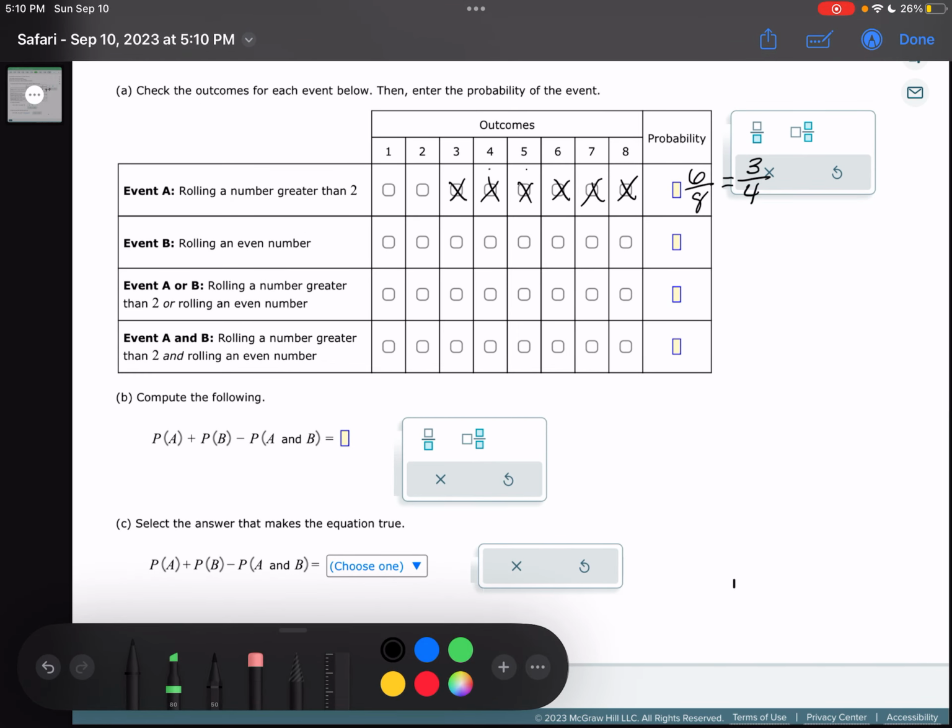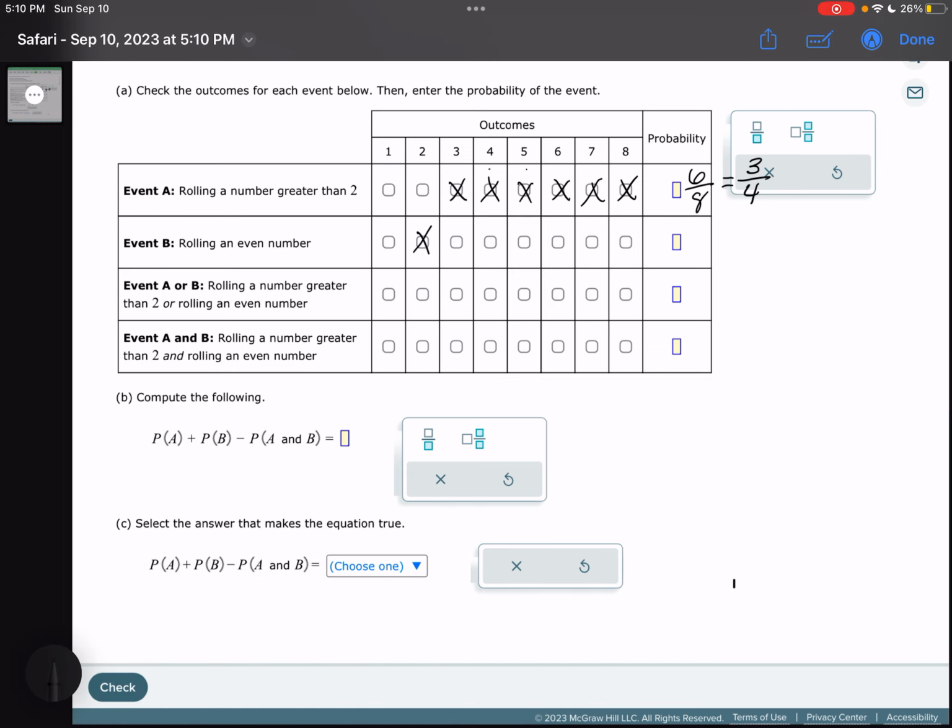Okay. Rolling an even number: 2, 4, 6, and 8, which is 4 out of my 8 options. Simplify that down to 1/2. Rolling a number greater than 2 or rolling an even number. So greater than 2 would be 3, 4, 5, 6, 7, 8. Or an even number, I can also add 2 to that. So that is 7 out of my 8 choices.